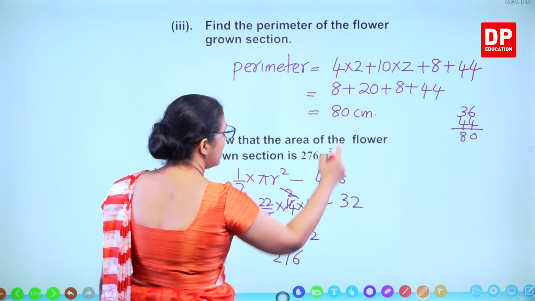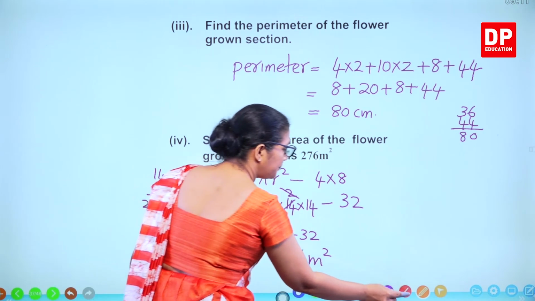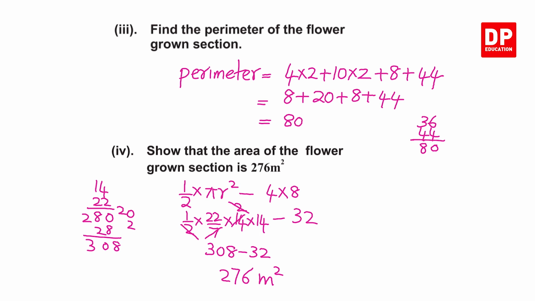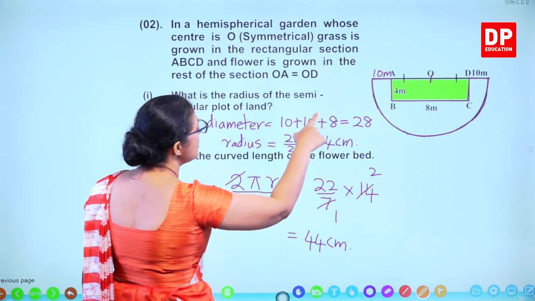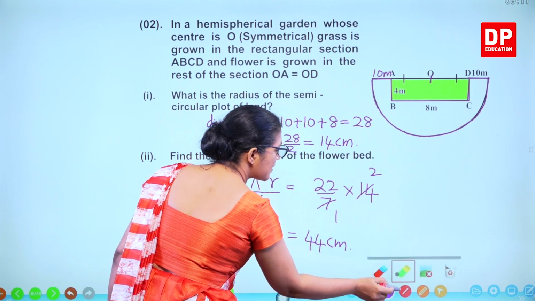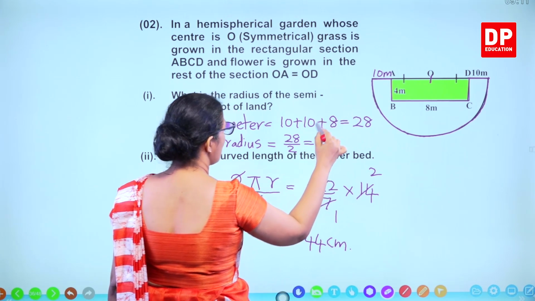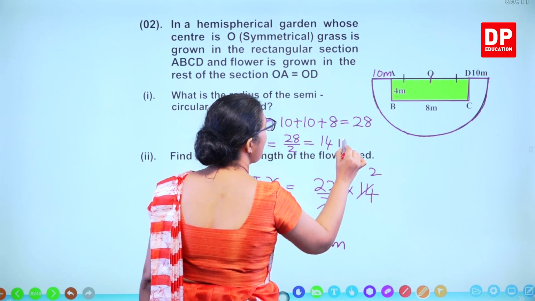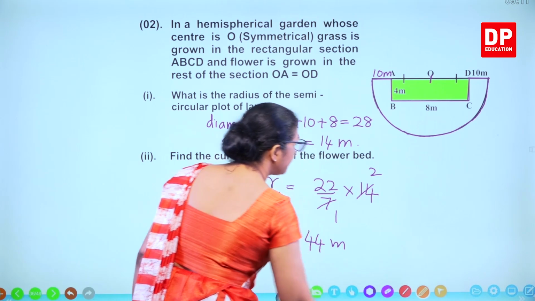This is in meters. Here all these lengths are in meters. So we made a mistake here. We wrote centimeters. That's meters. And here also we wrote all centimeters. So the units given are in meters. So remember that this is also meters.